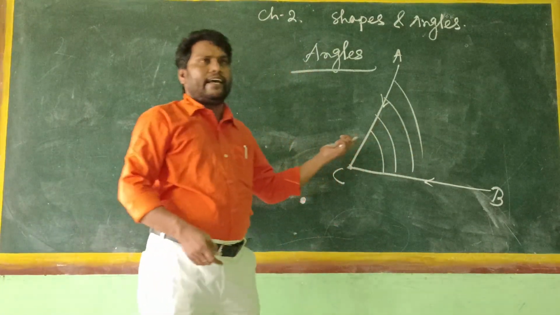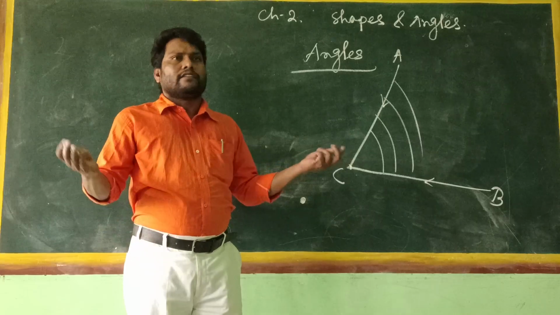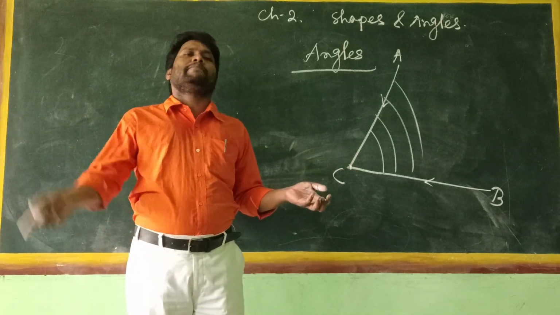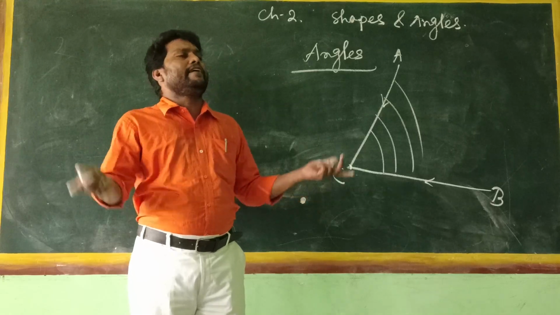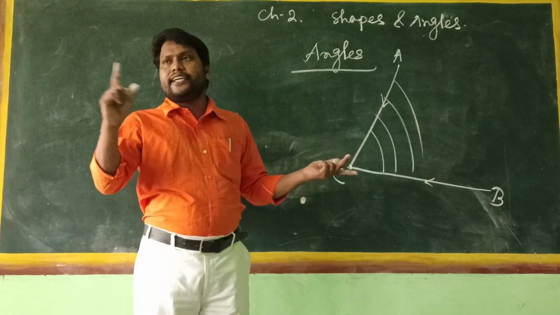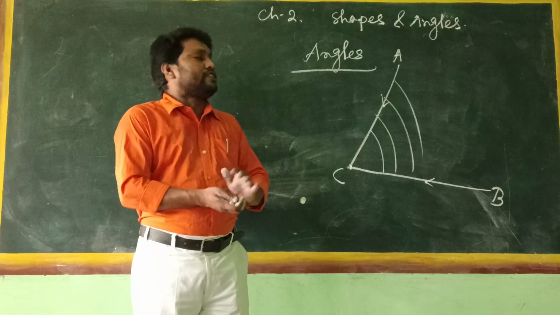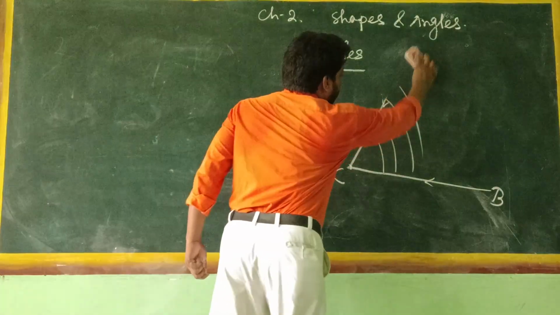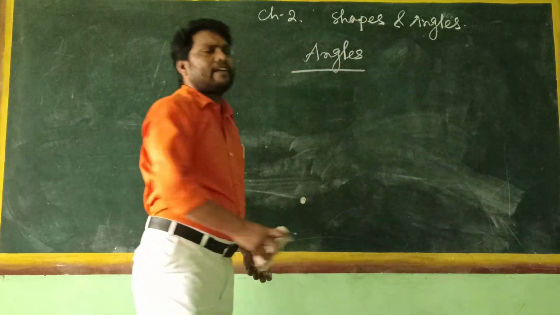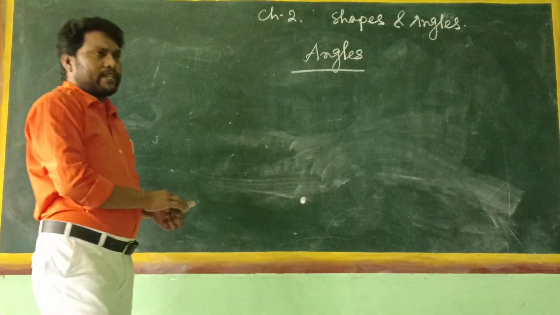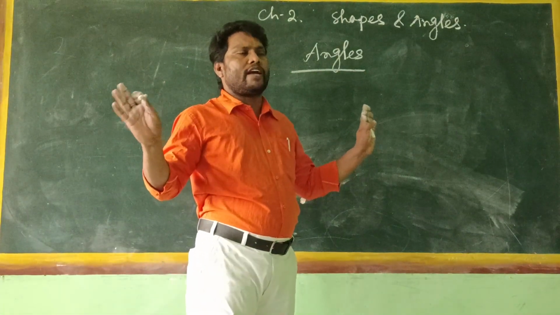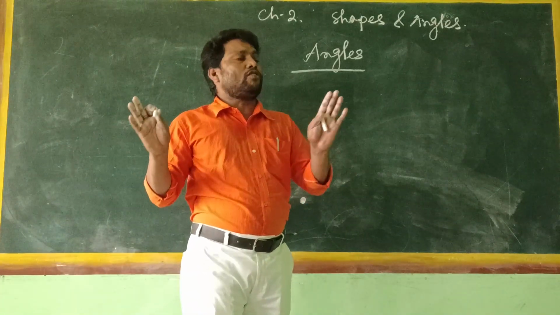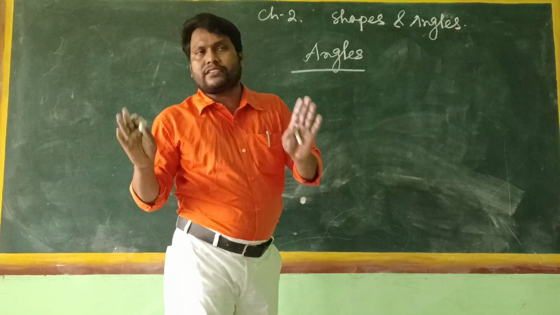So if you measure the angle with the help of the protractor, the measures are of different kinds. They may be less than 90 degrees, they may be greater than 90 degrees, they may be greater than 180 degrees, less than 360 degrees. So on the basis of their measures, angles are of different types. On the basis of the length of the sides, angles are of different kinds.